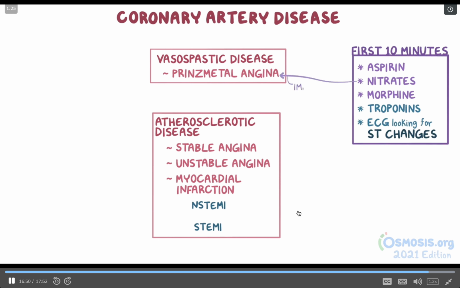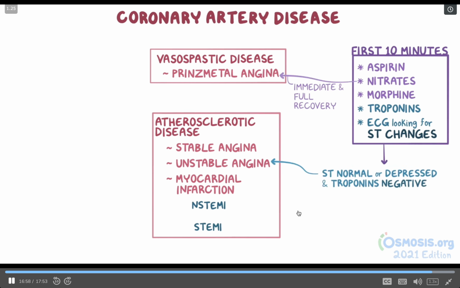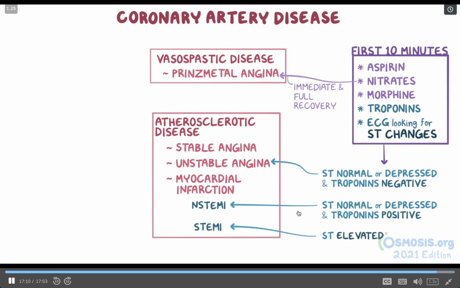In Prinzmetal angina, there's immediate and full recovery with nitrates. If the ST segment is normal or depressed and troponins are negative, it's unstable angina. If the ST segment is normal or depressed and troponins are positive, it's NSTEMI. If the ST segment is elevated, it's a STEMI. So you don't need to wait for the results of the troponins, but they'd definitely be elevated.